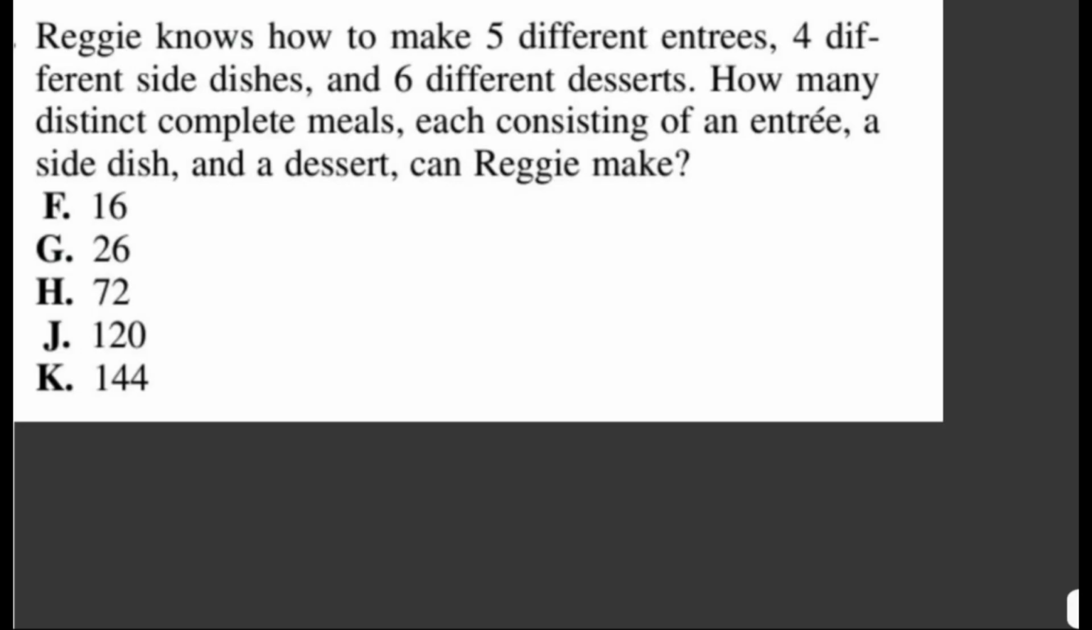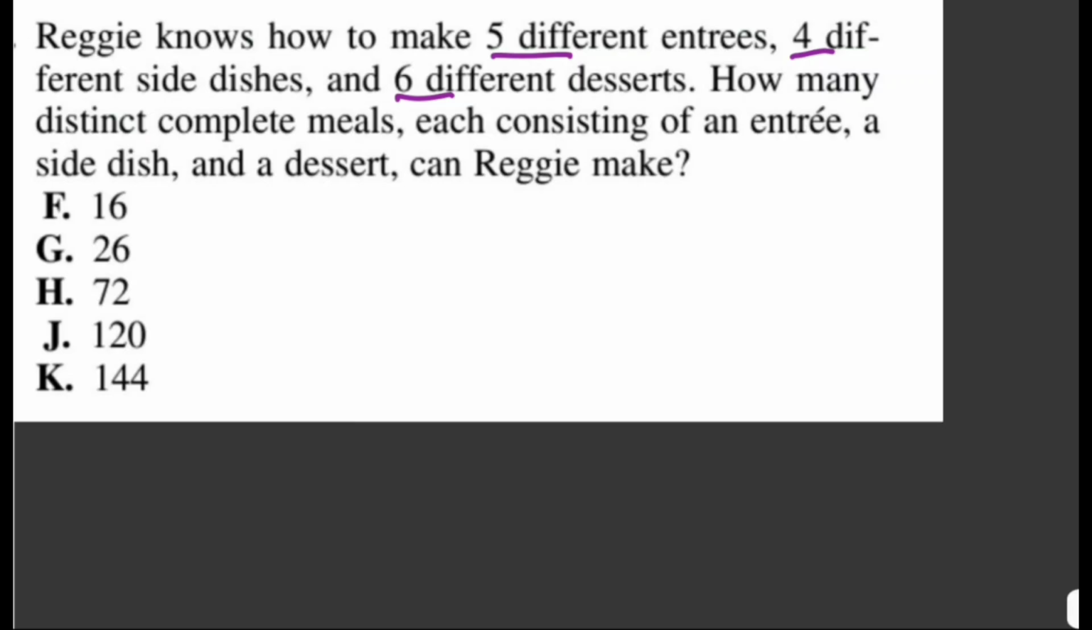Reggie knows how to make 5 different entrees, 4 different side dishes, and 6 different desserts. How many distinct complete meals, each consisting of an entree, a side dish, and a dessert, can Reggie make? Now, we are asked here to find the number of distinct complete meals that Reggie can make from 5 different entrees, 4 different side dishes, and 6 different desserts.